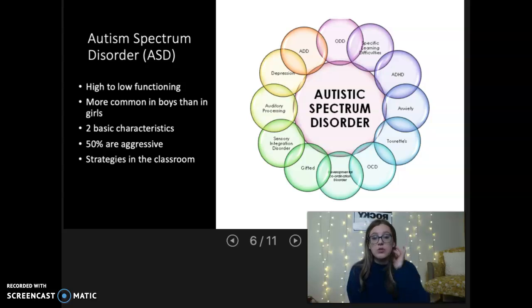50% of students or people diagnosed with ASD are aggressive, but the aggression is not meant to be mean or to cause harm. It is just their way of communicating, and it's very hard for them to communicate their emotions. We actually don't know what causes autism, but there are ways to help in the classroom. Working with their repetitive behavior instead of against it.